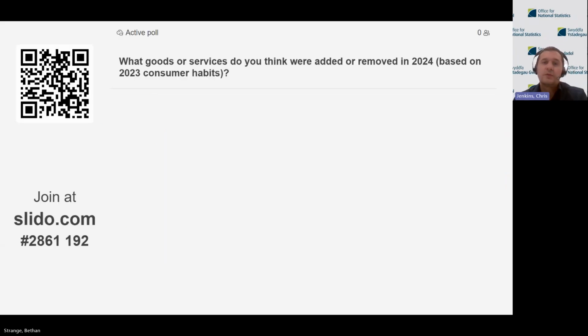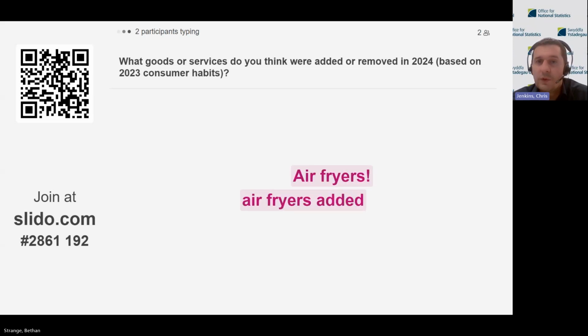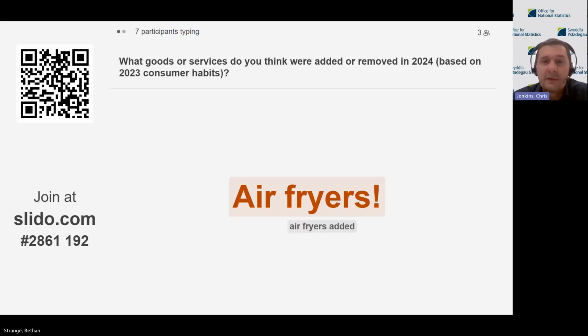Thinking about the most recent trends, we're going to try an interactive session here. We're going to ask, what goods or services do you think were added or removed from our virtual basket in 2024 based on 2023 consumer habits? Using Slido, it'd be helpful if you could log into Slido and then give us your opinion on what was added or removed from the basket this year.